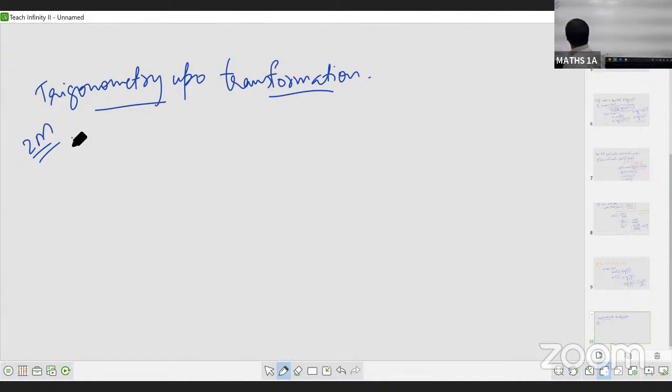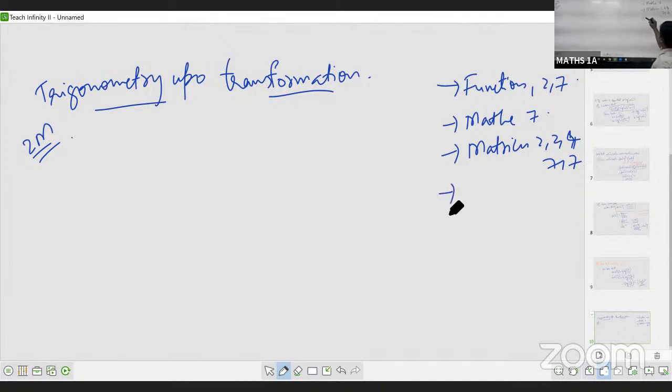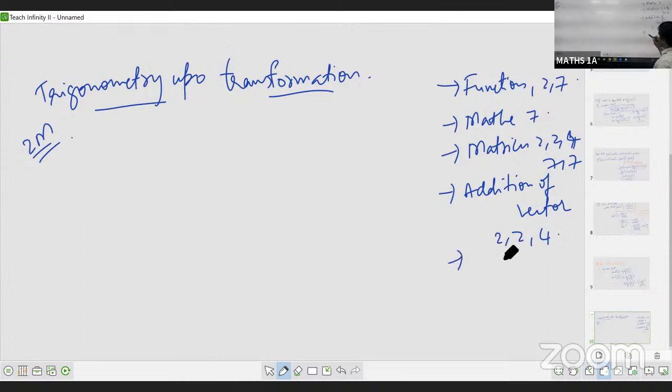right? So once again I am stating that first, functions chapter 2 mark and 7 mark has been done. Next mathematical induction we did 1 7 mark. Then matrices 2 mark, 1 4 mark and 2 7 marks. This also has been done. Next addition of vectors, correct? The addition of vectors also 2 mark and 4 mark has been done, right? 2 2 mark, yes. Next product of vectors, right? That is 2, 4 and 7.